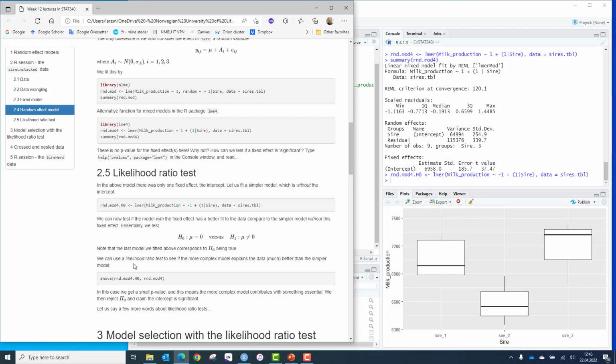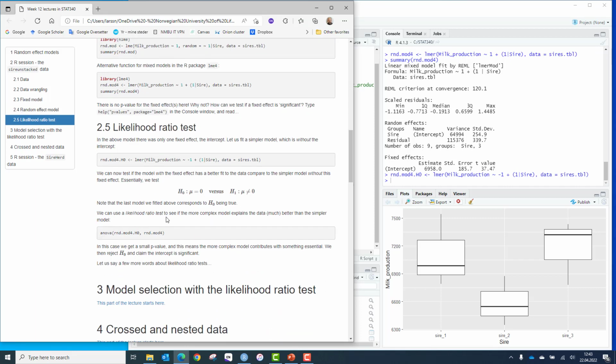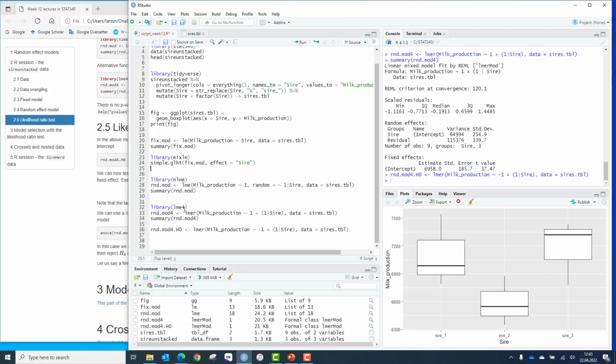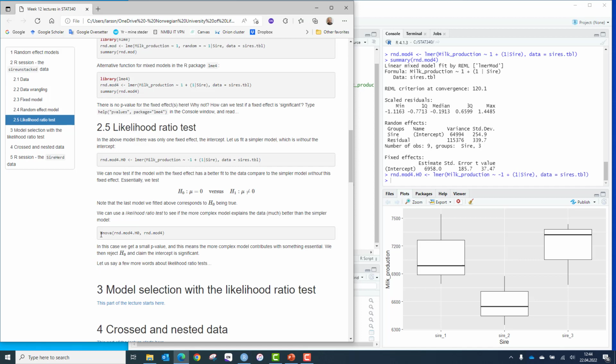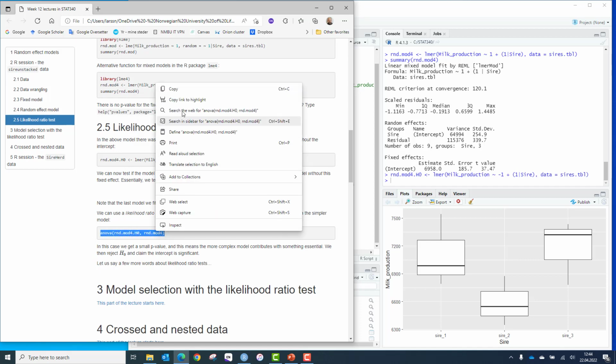And now we can use what we call a likelihood ratio test. Because remember, when we fitted this model up here, we used a maximum likelihood or a restricted maximum likelihood approach to fit the model. So behind this model there is a likelihood value. And the exact same thing was here. Behind this fitted model is also a likelihood value. And the likelihood ratio test compares two likelihood values. And that's exactly what we do in this little code here. Let me copy it in here.